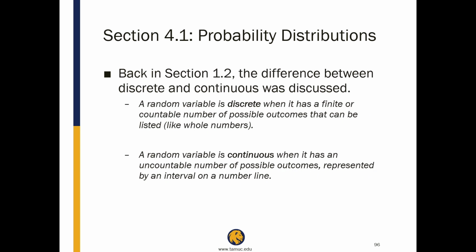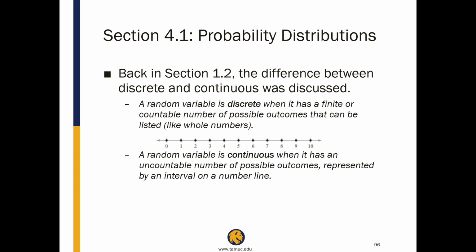So going way back to one of the earlier sections, there was a discussion on discrete versus continuous. In this section, we're going to deal with discrete, but later we'll also talk about continuous as well. And just to recall, a random variable is discrete when it has a finite or countable number of possible outcomes that can be listed, such as whole numbers. Each number is separate, there's no number in between, so it's called discrete.